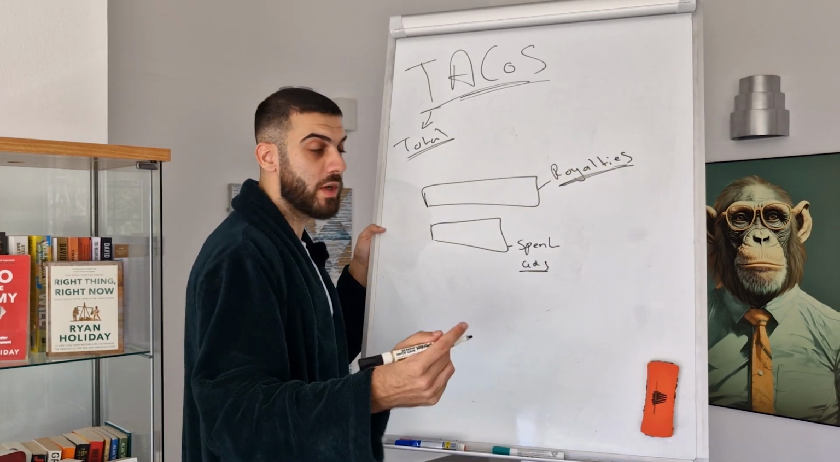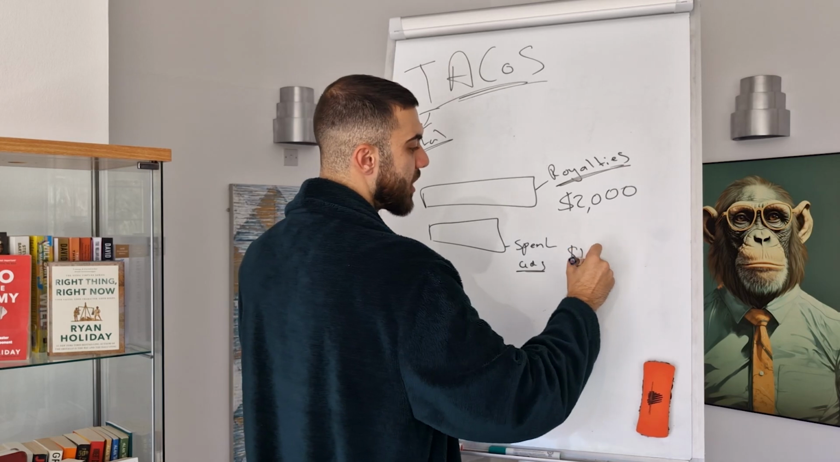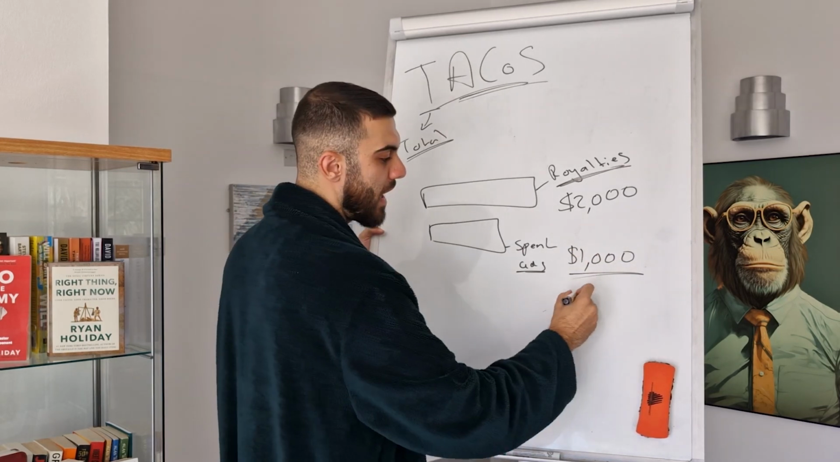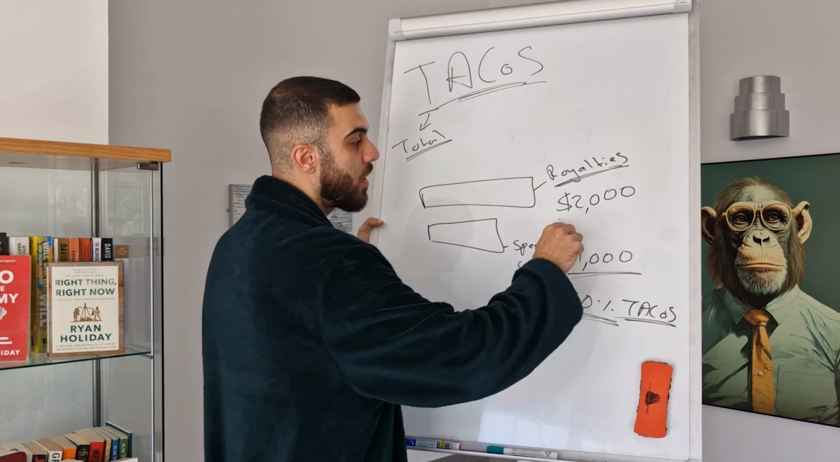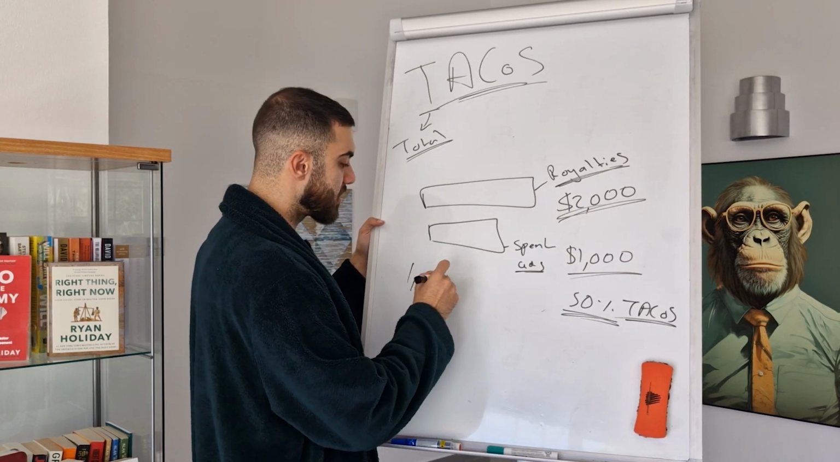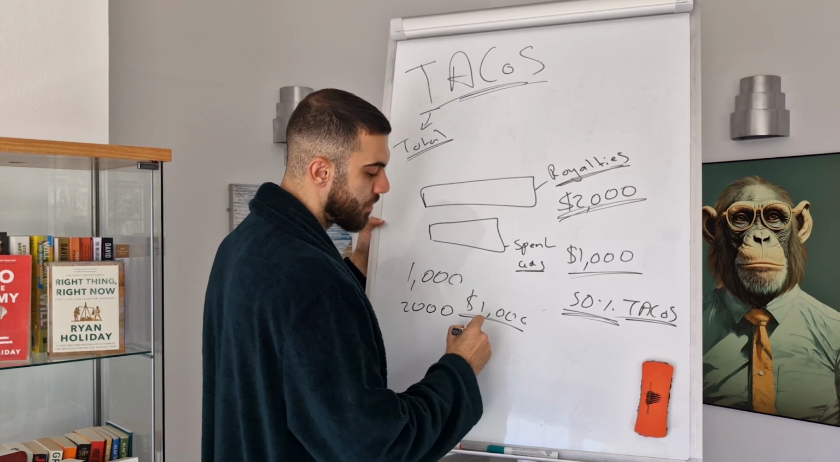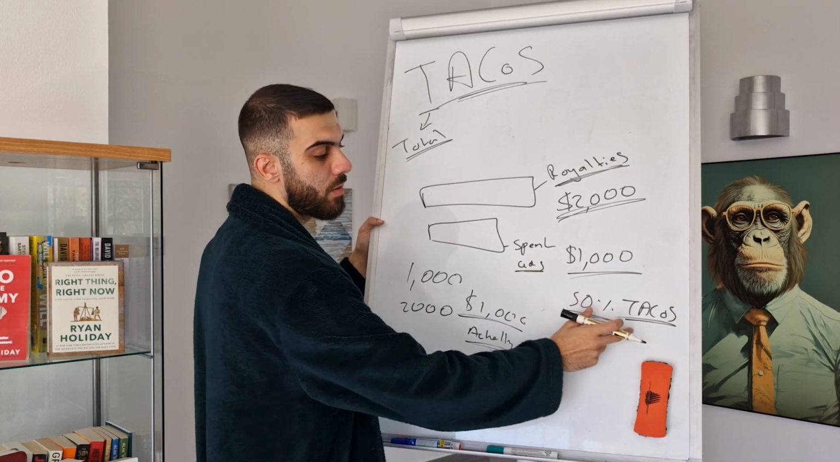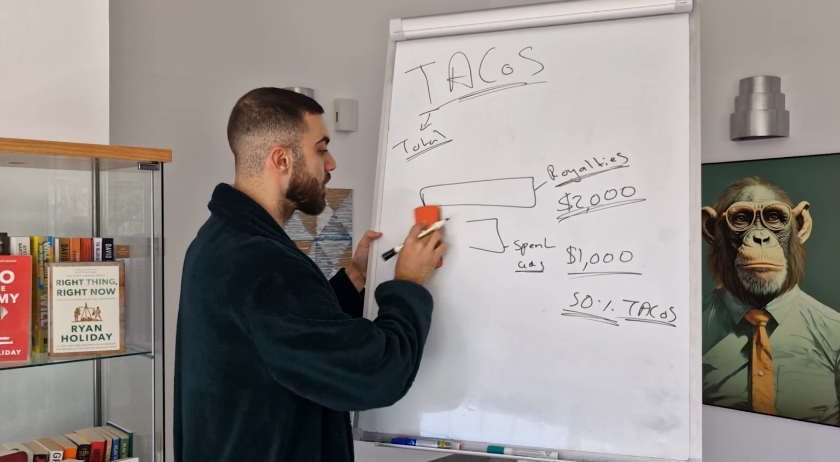Not revenue. So if you made $2,000 this month in royalties and spent $1,000 on ads, then you have a 50% TACOS, total ACOS, which basically means you spent half your royalties on ads to actually make those royalties. You spent 1,000, you made 2,000, you kept 1,000 for yourself. This is your actual profit. This is a more accurate number to look at. Total ACOS is way more accurate than ACOS, because you're actually looking at your numbers.